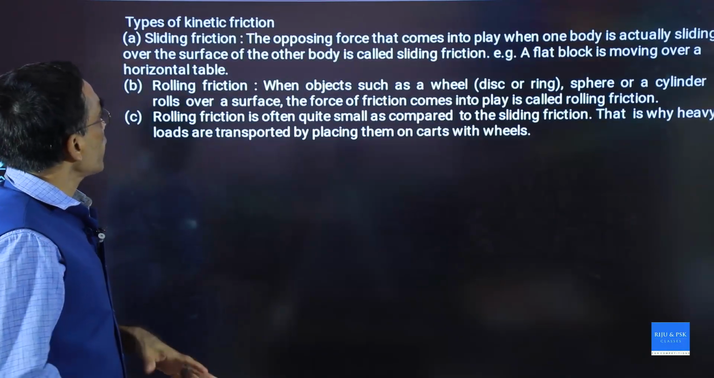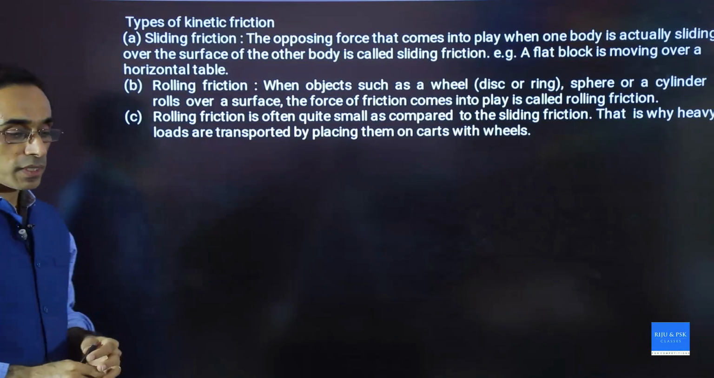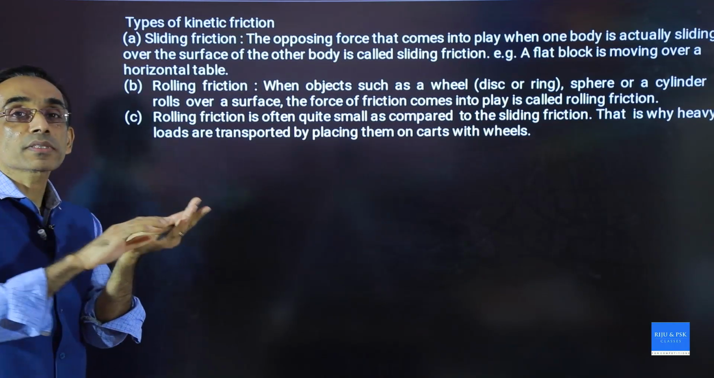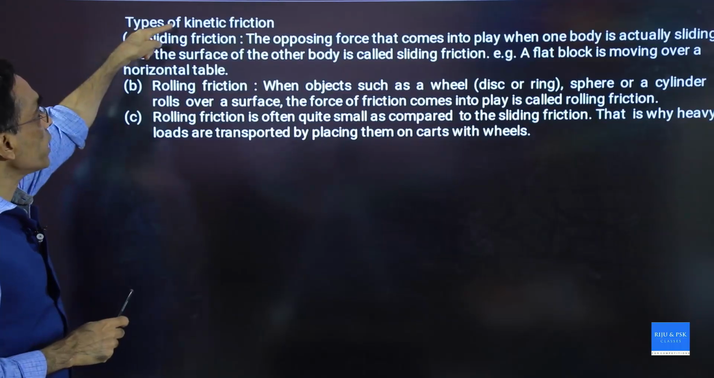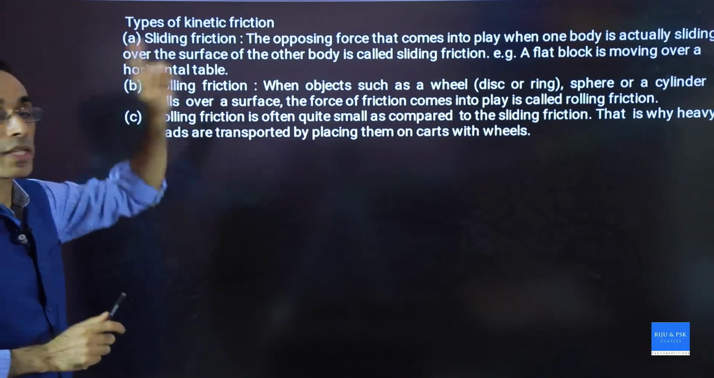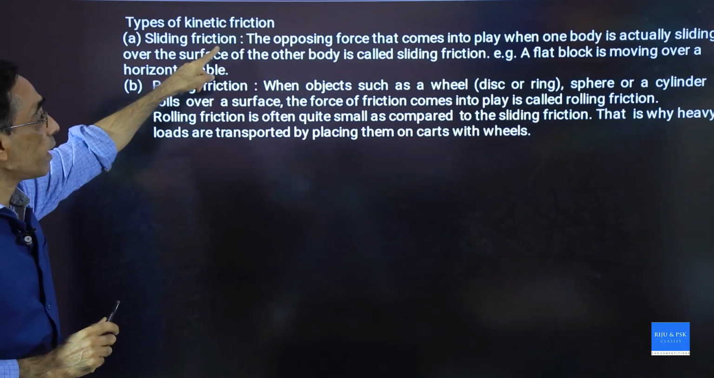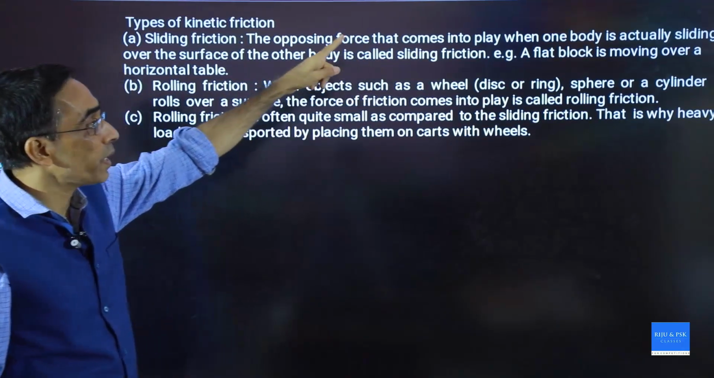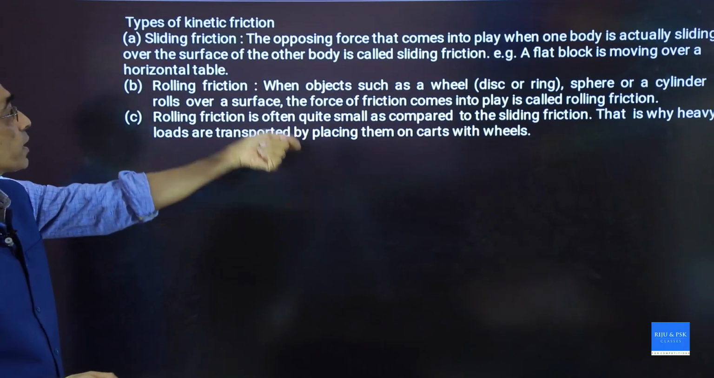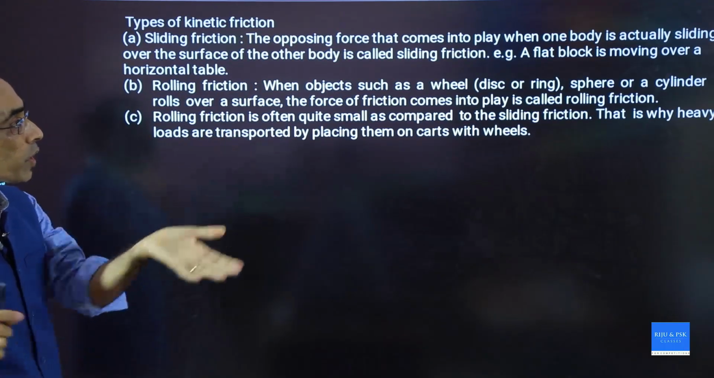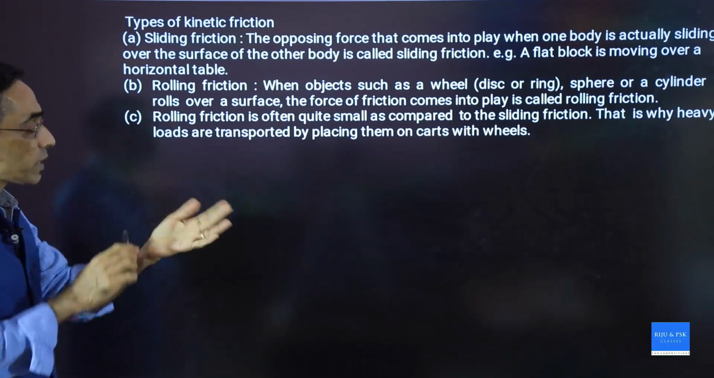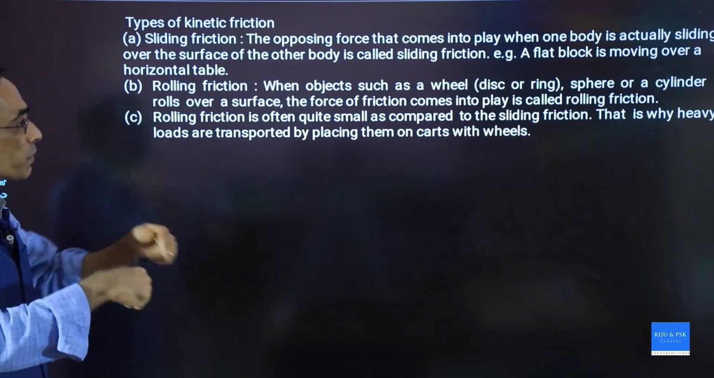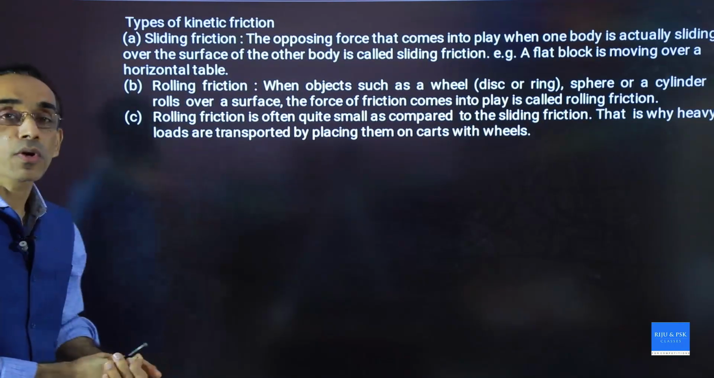Okay. Now, what are the different types of kinetic friction? A body can slide on a surface or a body can roll on a surface, sliding as well as rolling. So, kinetic friction is of two types, sliding friction as well as rolling friction. Sliding friction is the opposing force that comes into play when one body is sliding over another surface, because a block is moving on a surface. What about rolling friction? When one body actually rolls, just like a wheel of your bicycle or bike or a sphere or cylinder, then that friction is called rolling friction.